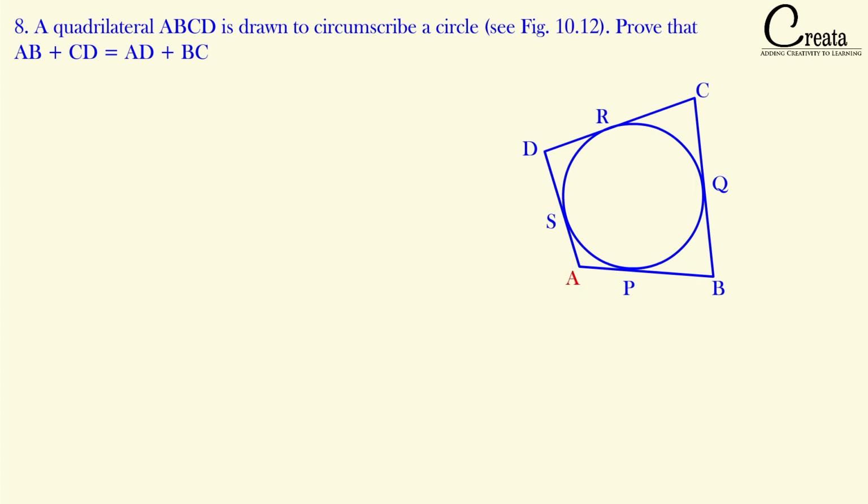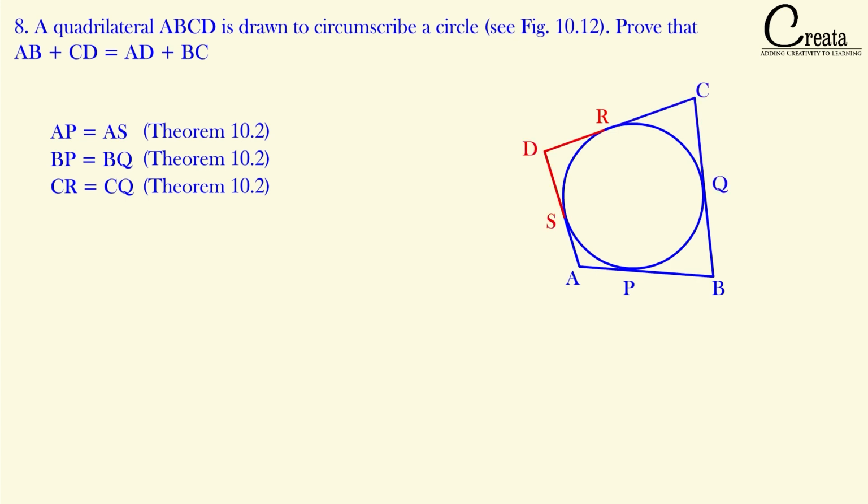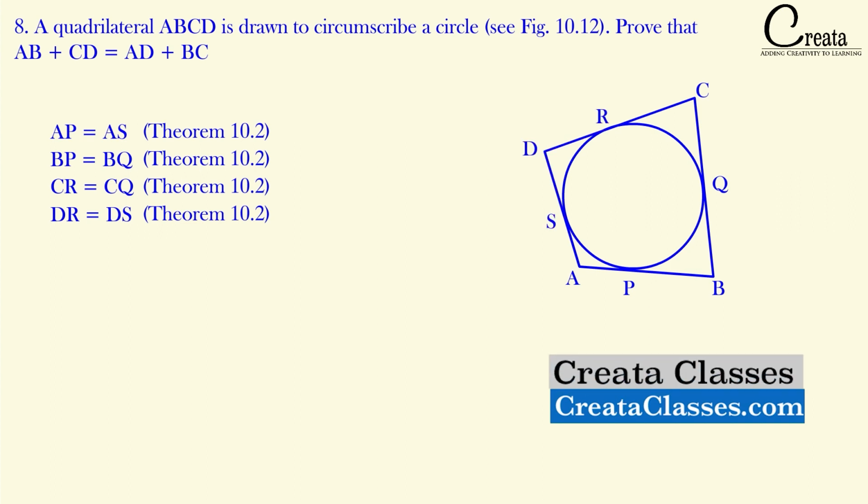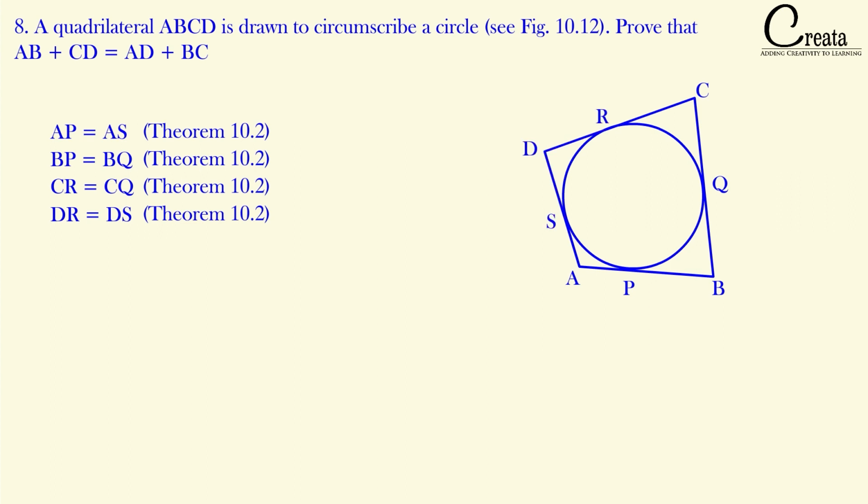Firstly, let's take the point A. From the point A, we have the two tangents AP and AS. So we got AP is equal to AS based on theorem 10.2. Similarly, from the point B, BP and BQ are the two tangents. We got BP is equal to BQ. Similarly, CR is equal to CQ and DR is equal to DS. We have applied theorem 10.2. We got 4 equations. Let's add all the 4 equations, left hand side to left hand side, right hand side to right hand side. We got AP plus BP plus CR plus DR is equal to AS plus BQ plus CQ plus DS.